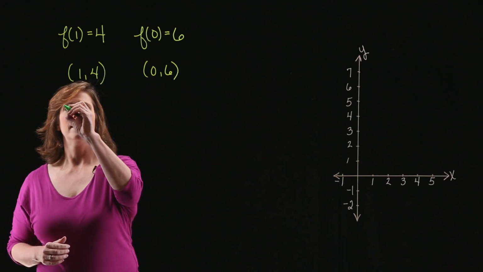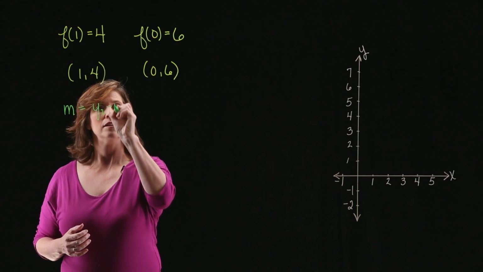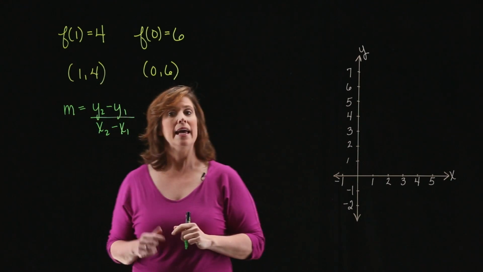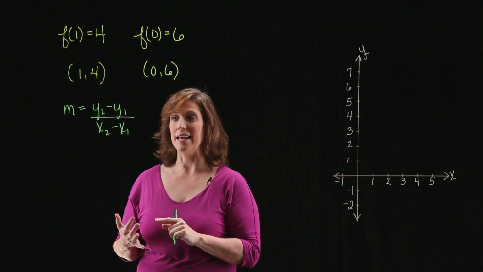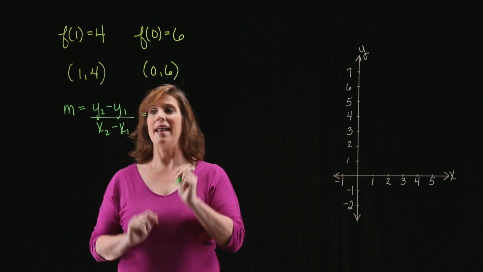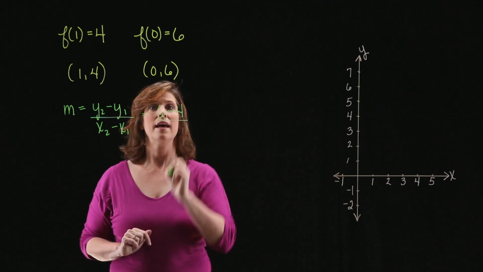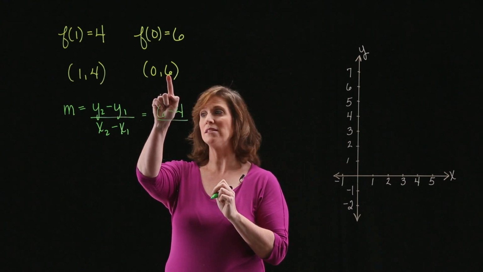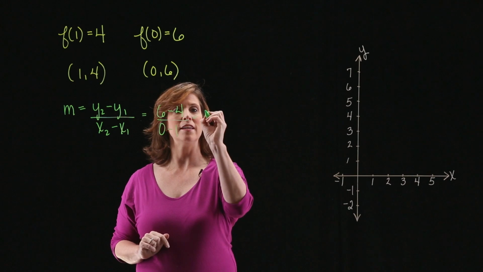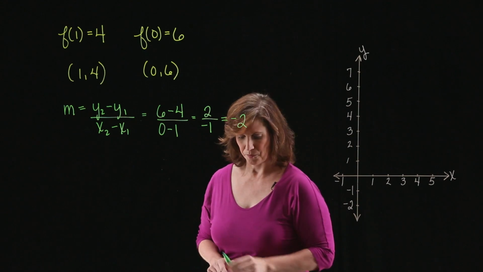So the slope of a line can be found by the change in y over the change in x. So y sub 2 minus y sub 1 all over x sub 2 minus x sub 1. It doesn't matter which point you choose as the (x1, y1) and the (x2, y2), as long as you're consistent. So I'll go ahead and take 6 minus 4, and because I chose the 6 as my y sub 2, that means x sub 2 has to be the 0. So this will be 0 minus 1, which is going to give me 2 all over negative 1, or a slope of negative 2.